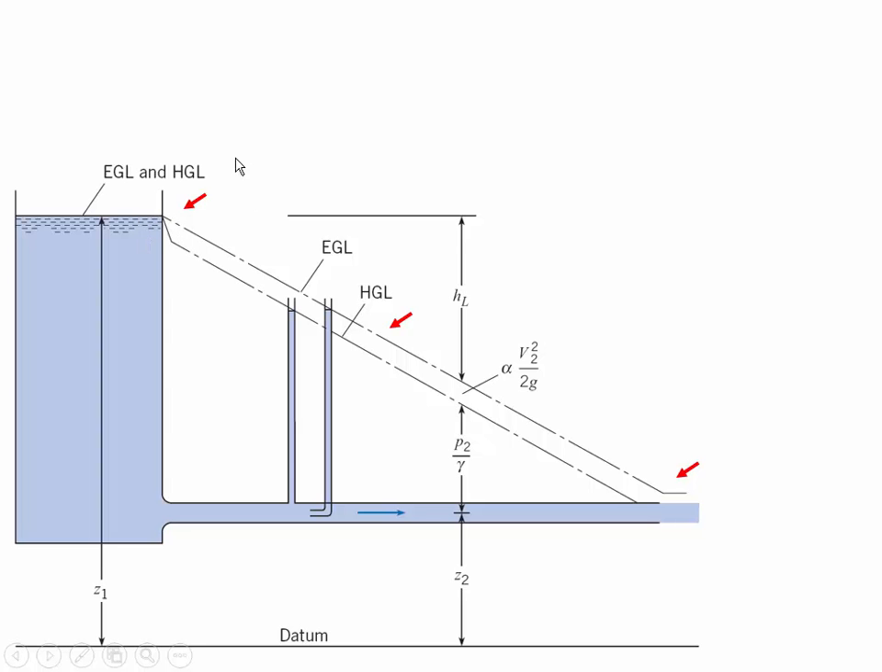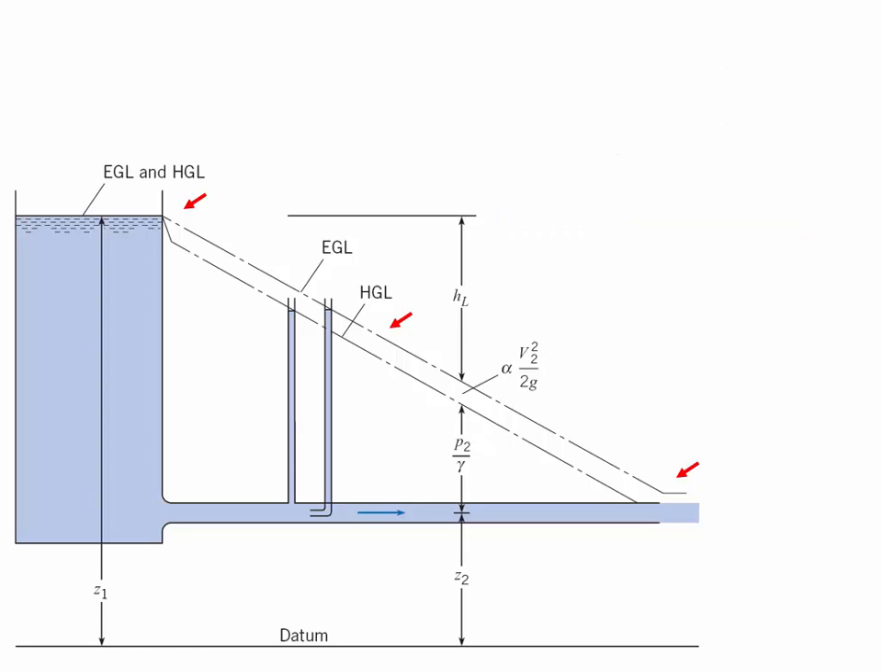The first one, the arrow is pointing to the divergence of the EGL and the HGL, because the water is stationary inside the tank, but as soon as it's inside the pipe, now the water is moving. That's the first thing.